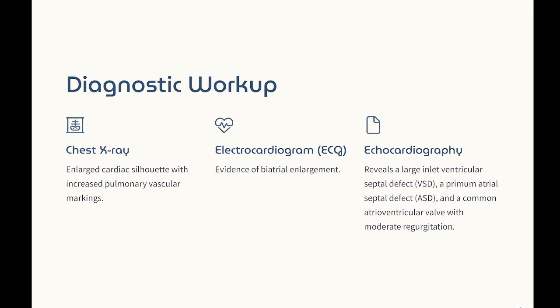Diagnostic workup: chest X-ray, enlarged cardiac silhouette with increased pulmonary vascular markings. Electrocardiogram, ECG, evidence of biatrial enlargement. Echocardiography reveals a large inlet ventricular septal defect, VSD, a primum atrial septal defect, ASD, and a common atrioventricular valve with moderate regurgitation. The diagnosis of complete AVSD is confirmed.